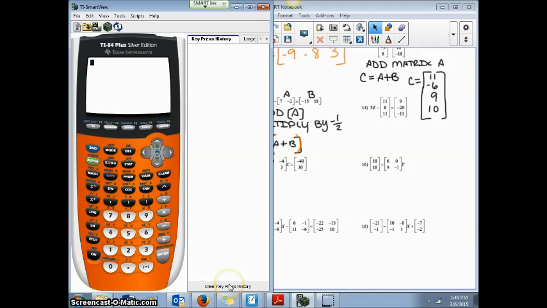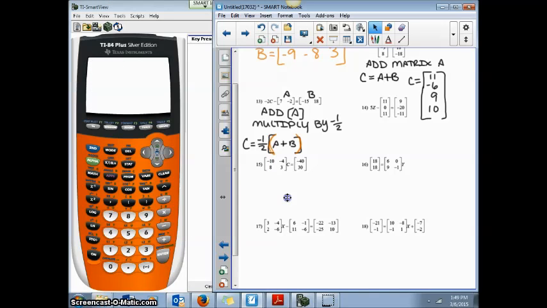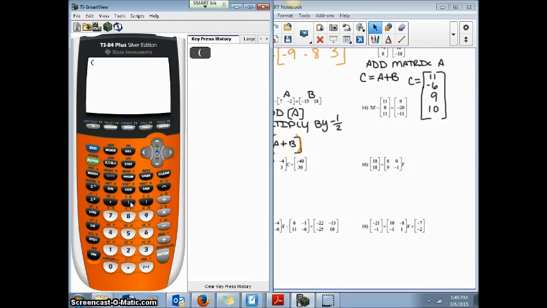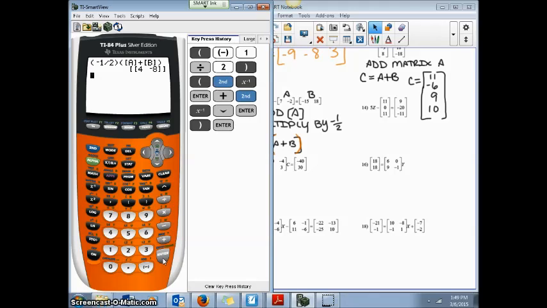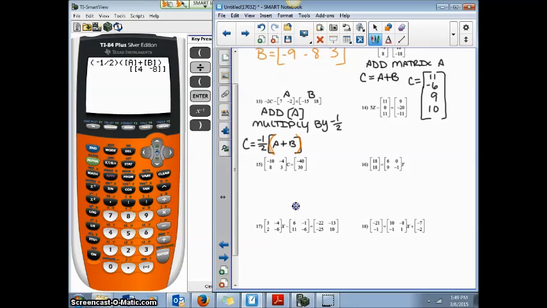Okay, so I'll clear everything out. And then, like I said, that we're going to do negative 1/2. So we have a fraction, so it's going to be negative 1 divided by 2. Always put your fractions in parentheses. And then you're going to multiply that, and you need to put A plus B in parentheses because it's going to need to do those first. So matrix A plus matrix B. And close your parentheses there. And then just hit enter. It gives you your answer. So you're soon going to get pretty good at these. So this equals 4, negative 8.